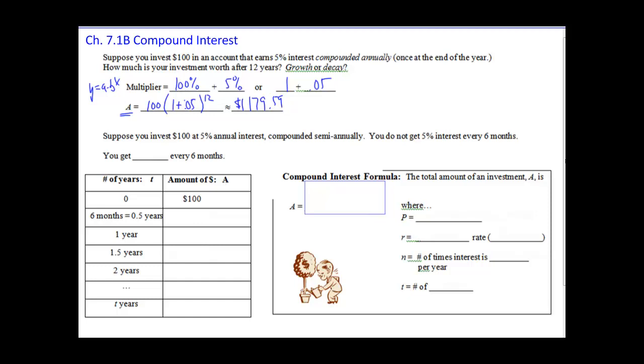and you should get $179.59. So you start with 100 at 5%. At the end of 12 years, it's $179.59.